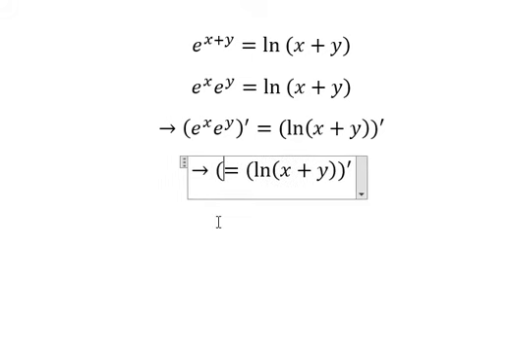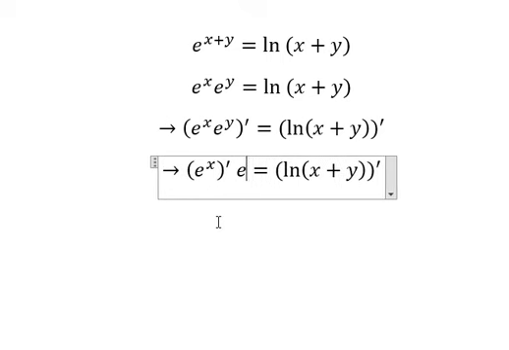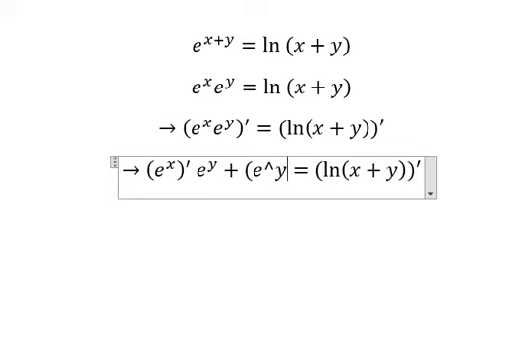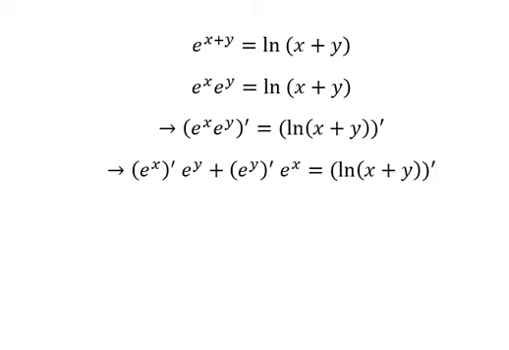So we do the first derivative of e to the power of x multiplied by e to the power of y. Later, we do the first derivative of e to the power of y multiplied by e to the power of x. Next, we have the formula in here.